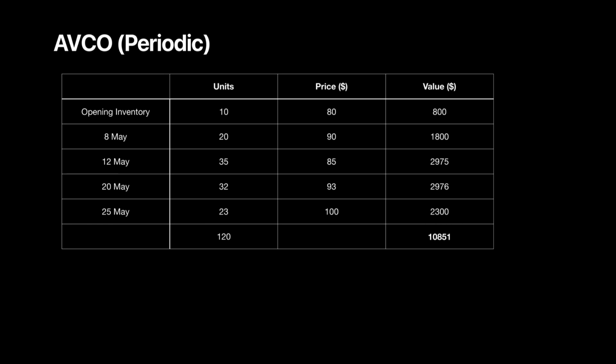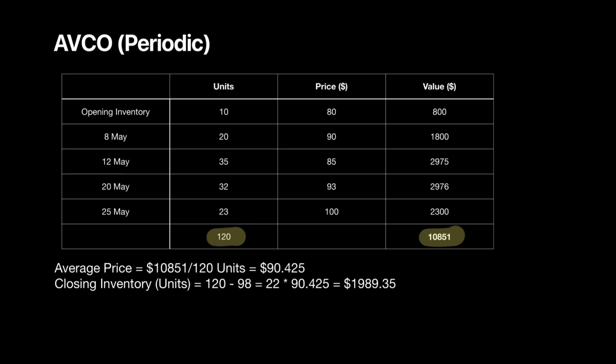2976 and 2300. So now once you know the total dollar value, add up the total dollar value and find the total number of units purchased. Now we need to make them at an average price, which is that they're identical. So let's now find their average price. So if you divide 10851 by 120 units, the average price of a unit becomes 90.425. So AVCO says that these units, instead of being at different prices, they will now be at an average price, and the average price for this period is 90.425.